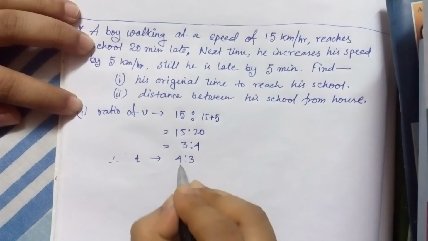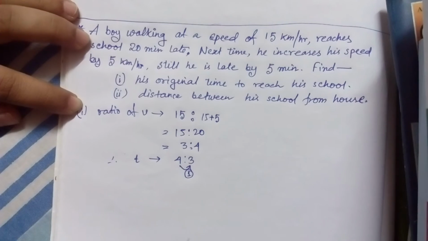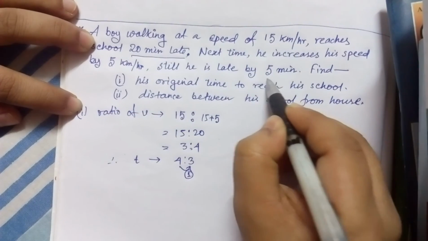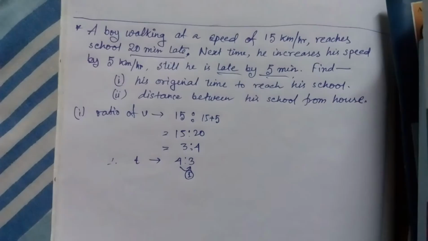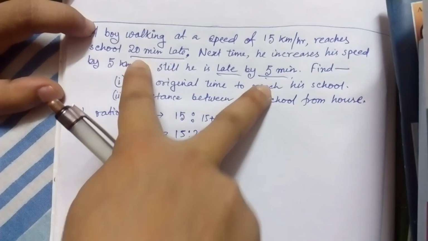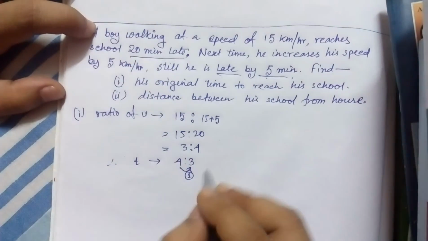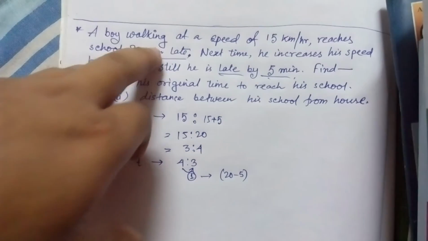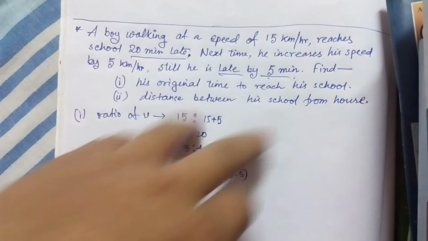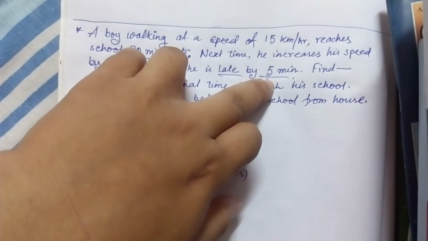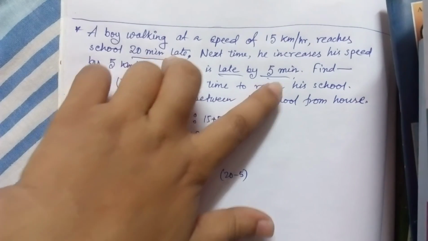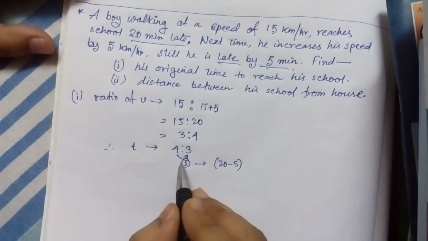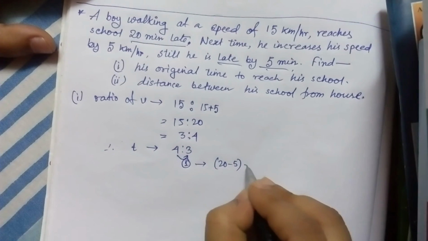So the difference of these two is 1 unit. For 1 unit, the difference of the time will be, since both are late, the difference will be taken here. So for 1 unit, the difference will be 20 minus 5. If it says 20 minutes late and 5 minutes early, then this would be added. But if both are late or both are early, then it will be the subtraction. So for 1 unit, the difference is 15 minutes.